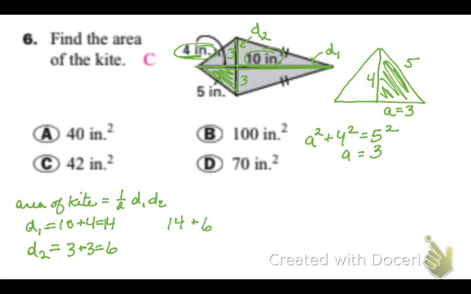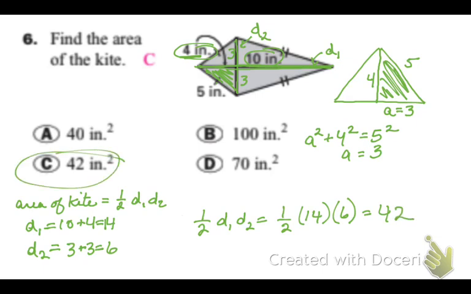Oh, sorry. What am I doing? I have to apply D1, D2 to the formula. So 1/2 D1, D2 is equal to 1/2 times 14 times 6. And that is equal to 42. And here we've got C, 42 inches squared.